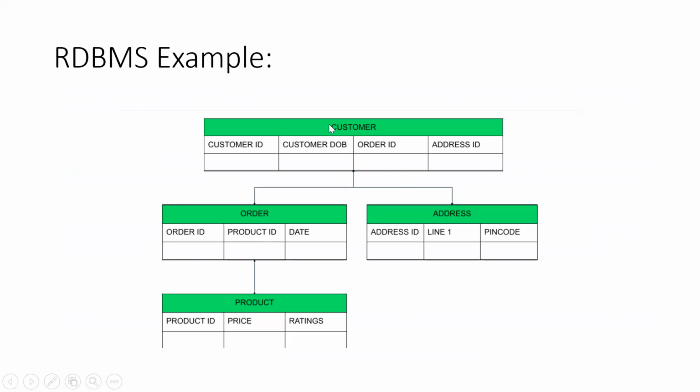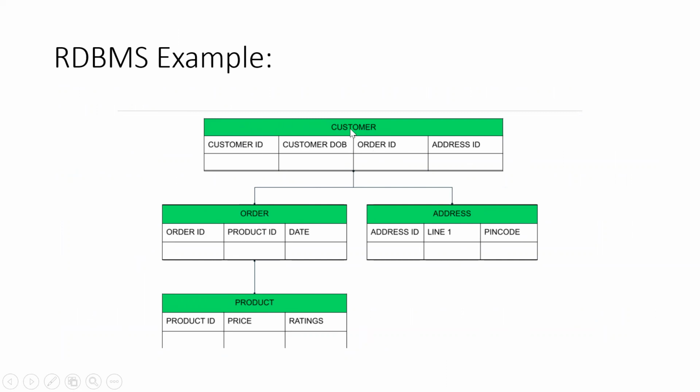Here you can see that in a particular database storage system, I have stored four different tables: customer table, order table, address table, and product table. All the customer related information I'll be storing over here. Suppose I'm owning a shopping mall. While running my business, I need to store these four tables: customer, order, address, and product.